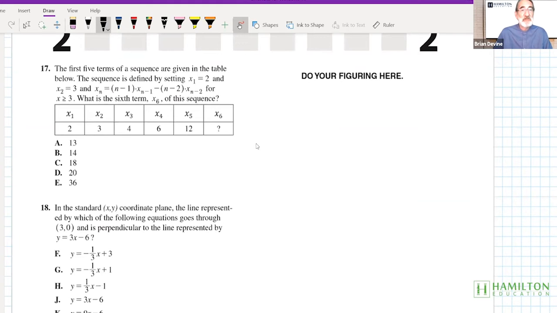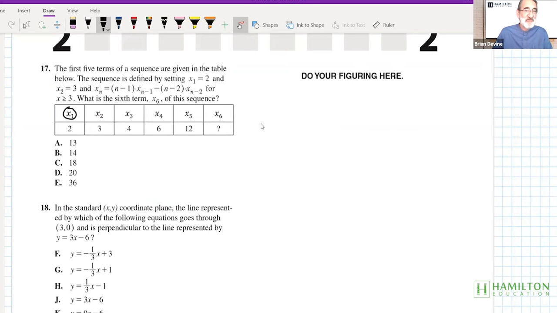For number 17, the first 5 terms of a sequence are shown in this table. And the sequence is defined by setting the very first number in the sequence, the first term, as 2. And then the next term is 3. And then every term after that depends on the 2 terms before. So we can see right away that when n is 3, 3 minus 1 is 2, and 2 times the previous term minus 1 times the 2 terms before that should give us the next term. And this repeats over and over again.